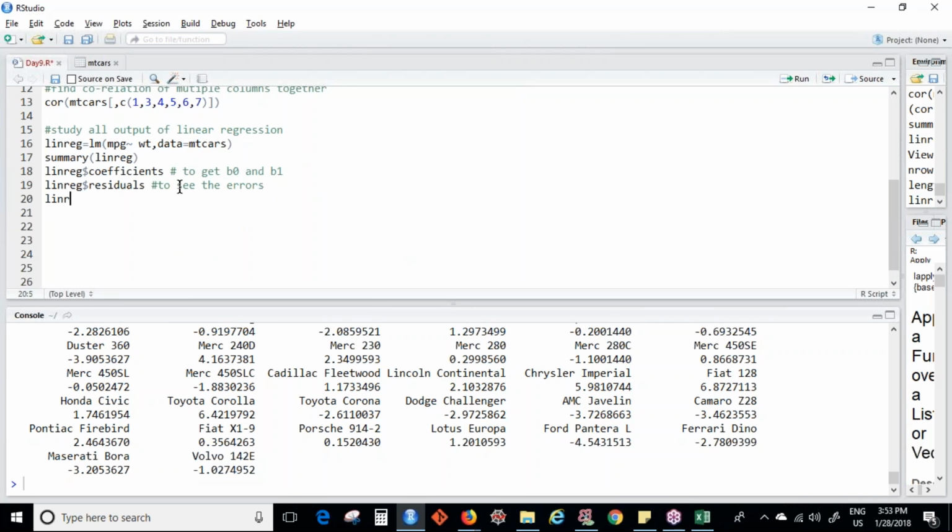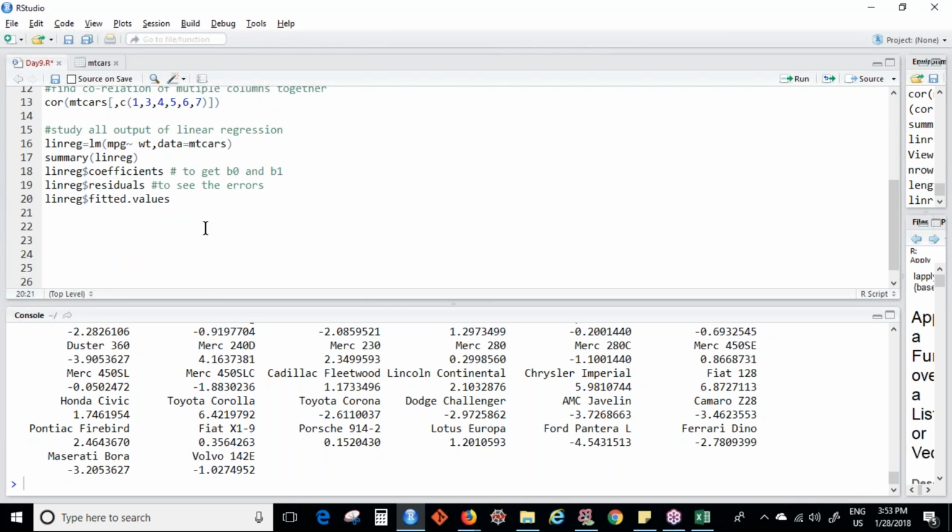Okay. Now let's see the third one. Third one is lin reg. So the third one is not required. You can directly go to fitted values. Okay. We can directly go to the fitted values. Not all are important here. Coefficient is important. Residual is important. We can directly go to fitted values now. Okay. So these three are only important here.